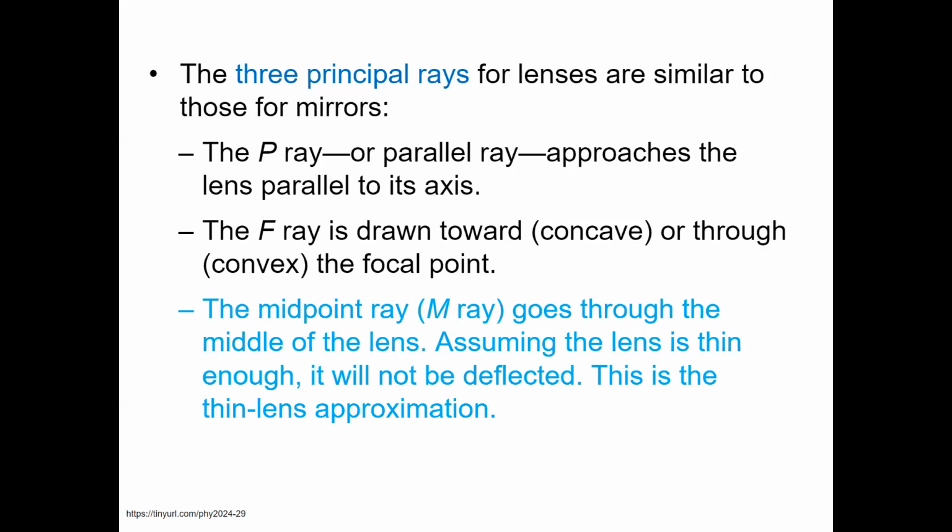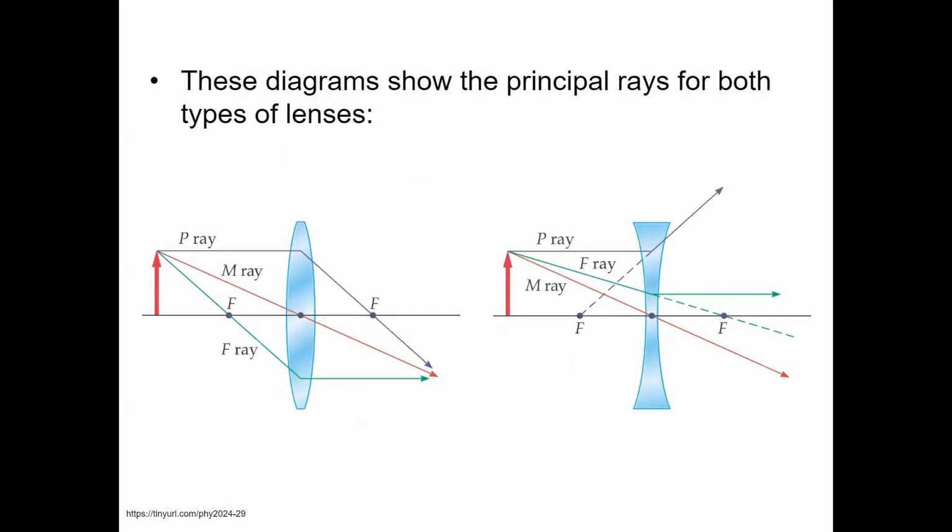All right, we'll look at images formed by the lenses. For convex lenses on the left here, the parallel ray will hit the lens and go through the focal point, and the mid ray will just go right through. The focal ray going through the focal point on one side will come out parallel to the principal axis on the other side.